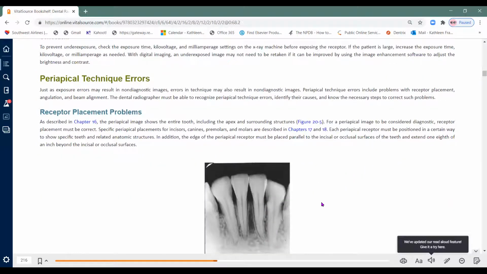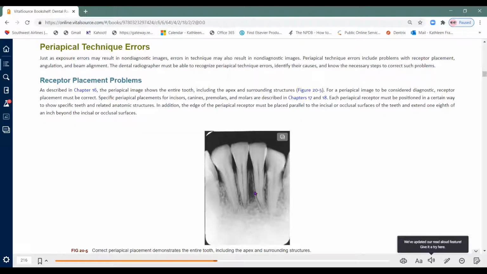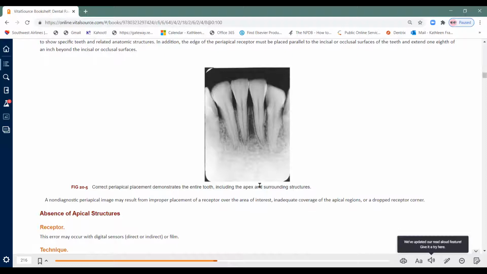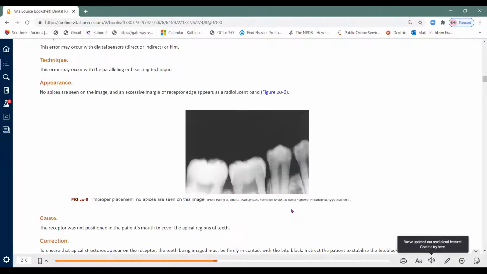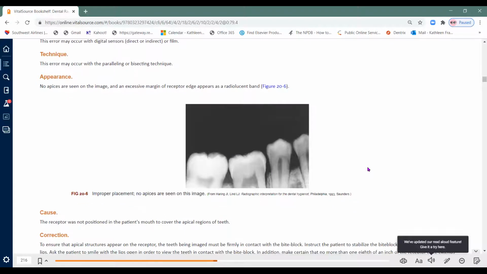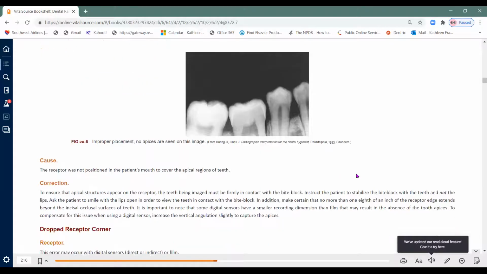So this is going to talk about periapical technique errors that can happen, right? And this is a periapical, because it's the entire tooth from the incisal edge or the occlusal edge past the apex. I would think this is a pretty good x-ray, the correct periapical placement, and it demonstrates the entire tooth. If you miss the apical structures, there are no apices and an excessive margin of receptor edge, which means it's not positioned in the patient's mouth to cover the apical regions.